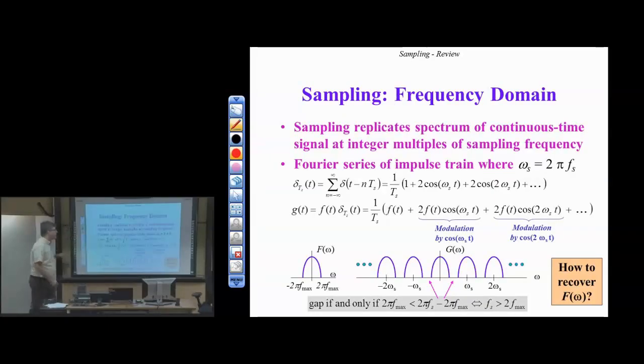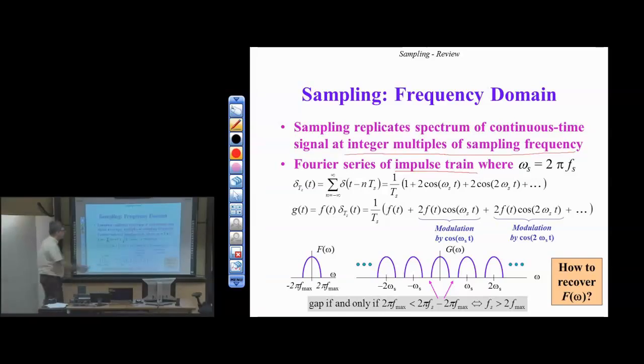Okay, so now here's the frequency domain interpretation of sampling. Again, review: sampling will replicate the spectrum of a continuous time signal, and the replicas occur at integer multiples of the sampling frequency. Let's see how that plays out in the frequency domain. So we'll do two things. First step is to take the Fourier series of the impulse train. The reason this is interesting is that the impulse train is periodic in the time domain, with periodicity equal to the sampling time.